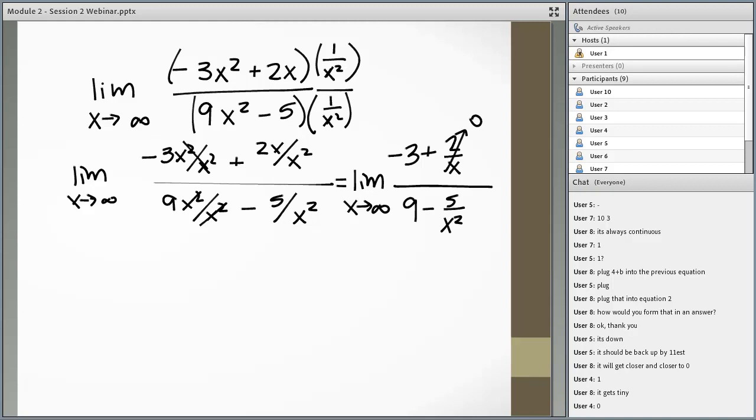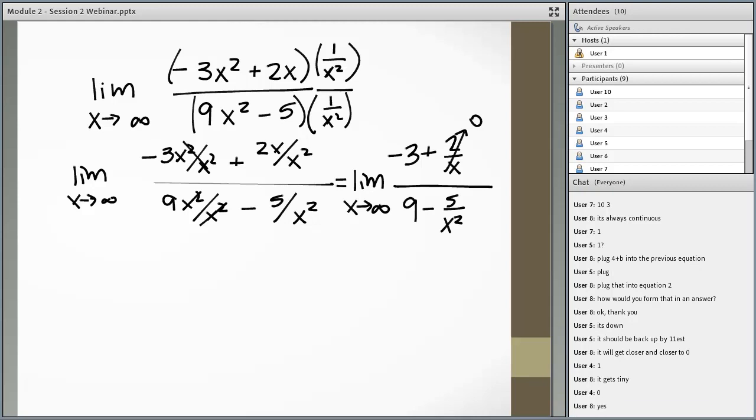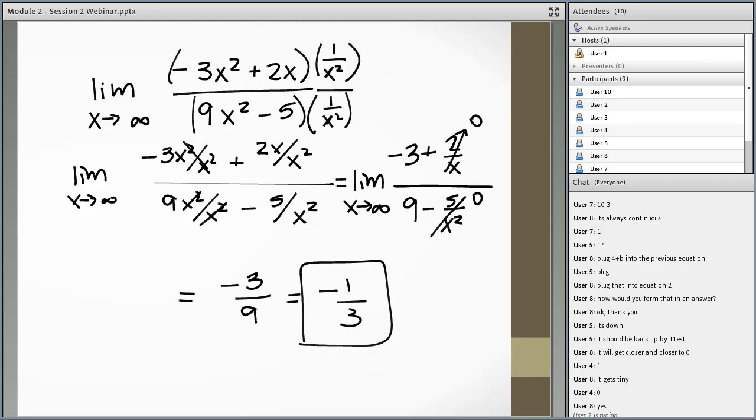And the 5 over x squared. Does the same thing happen again? Yes. We have an x squared in the denominator. So basically we're taking that infinitely large number, we're squaring it, so it's becoming an even larger number. And we have 5 divided by that. So this is also going to 0. So all that we have left is negative 3 over 9, or negative 1/3.